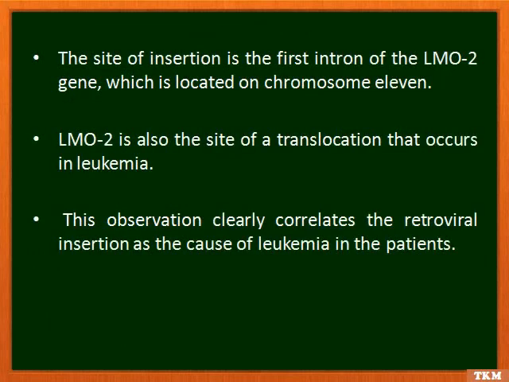The site of insertion is the first intron of the LMO2 gene, which is located on chromosome 11. But unfortunately, it is also the site of translocation that occurs in leukemia. So this observation clearly correlates the retroviral insertion as the cause of leukemia in the patients.